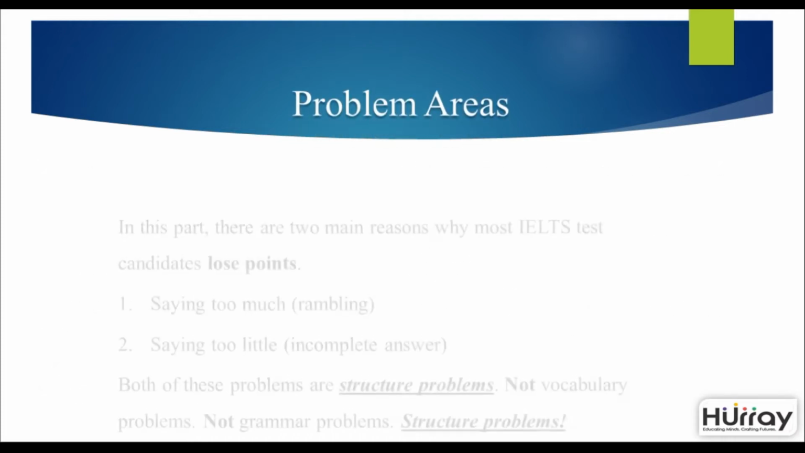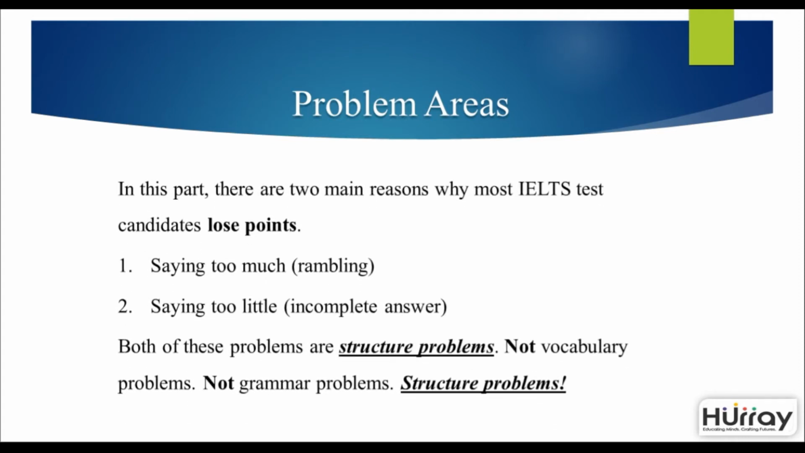Now let's look at the problem areas. In this part, there are 2 main reasons why most IELTS test candidates lose points. 1 is they may say too much, that means they ramble. And the second problem could be that they say too little, where the answer is incomplete. Both of these problems are structure problems, not vocabulary problems, not grammar problems, but structure problems.